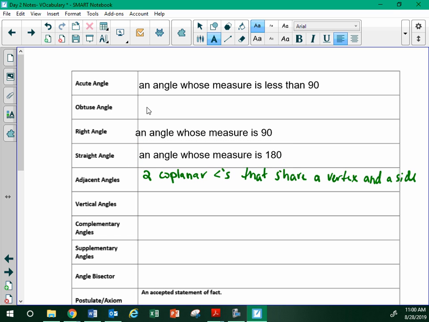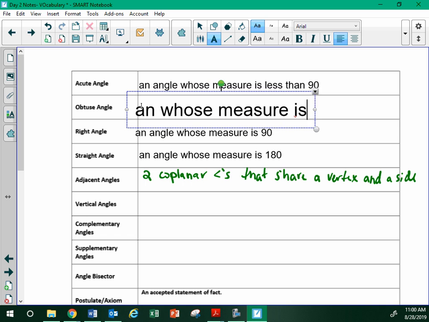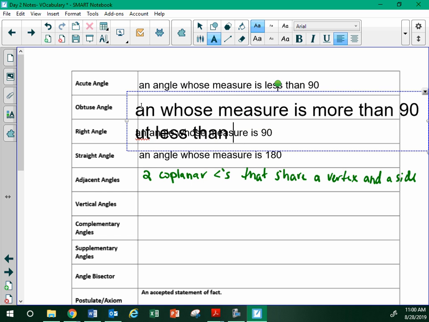All right. Does anyone want to volunteer what they said for obtuse angle? Go ahead, Nesta. Very good. I'm glad you had the upper buffer. So an angle whose measure is more than 90, but less than 180. Very good.